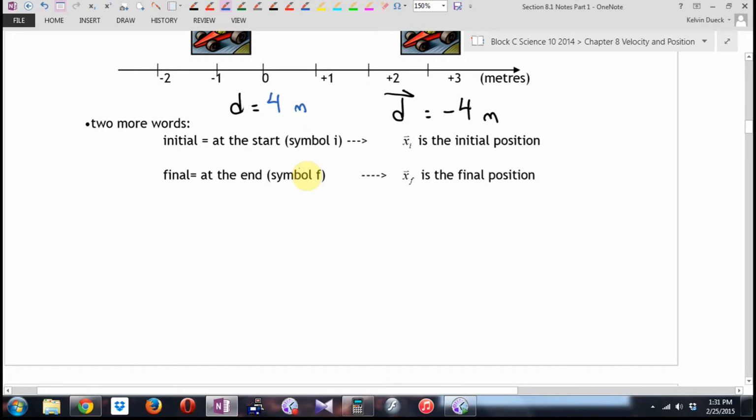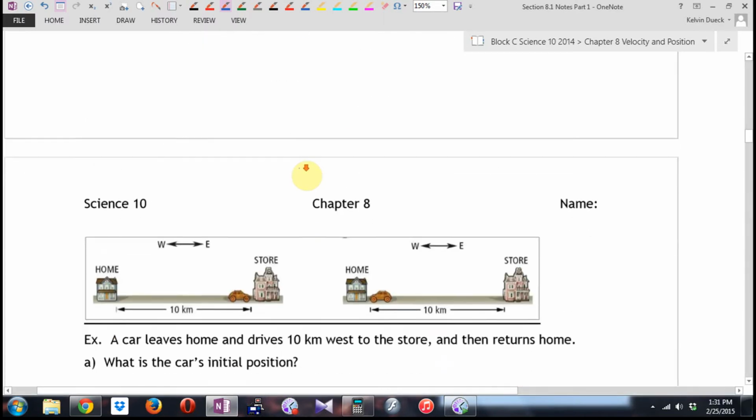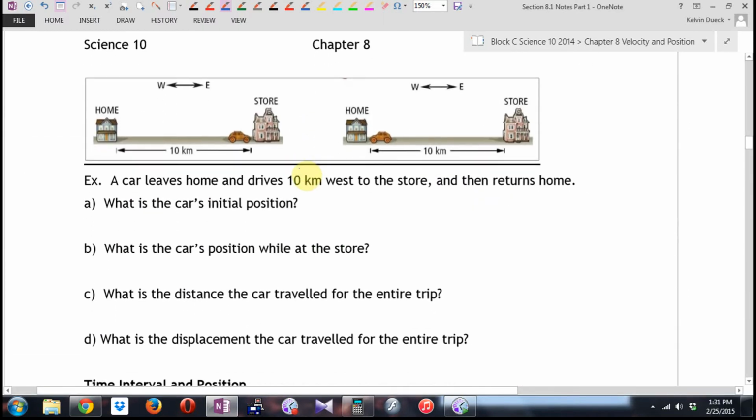We introduced the concept of a subscripted i for initial, beginning, starting, and a subscripted f for final, ending, last part. So xi would be the initial position, xf would be the final position, di would be your initial distance, df would be your final distance, vi would be your initial speed or velocity, vf would be your final speed or velocity. Here we go. Let's answer some questions.